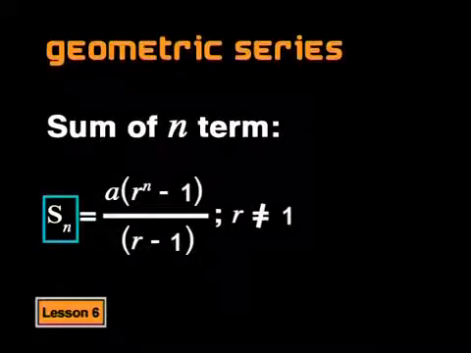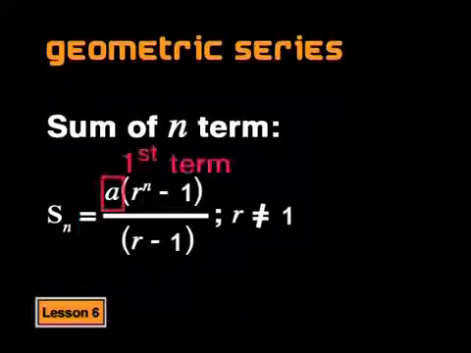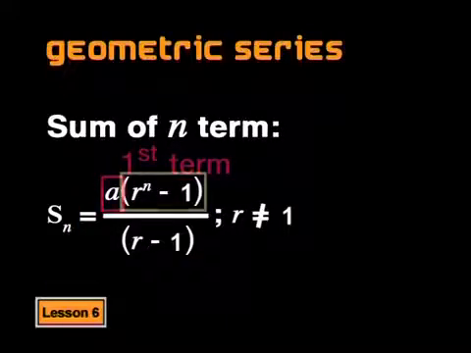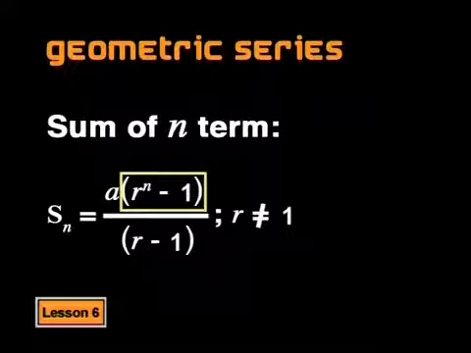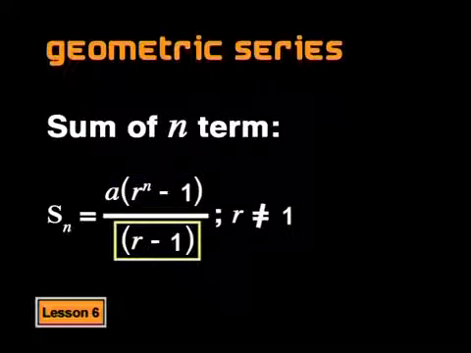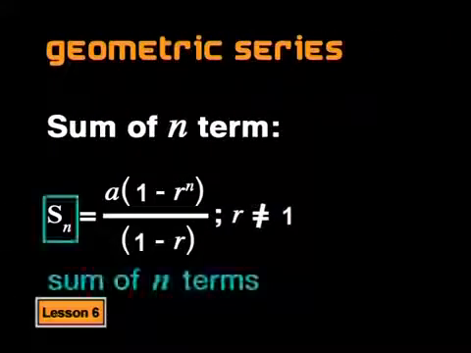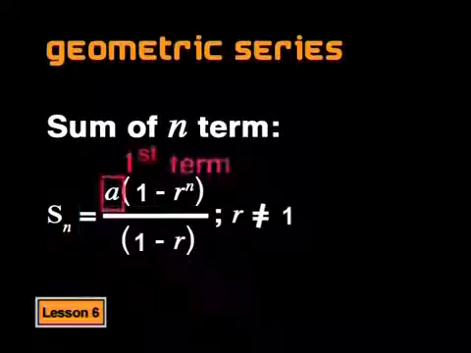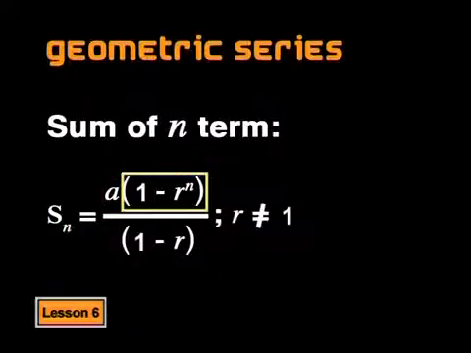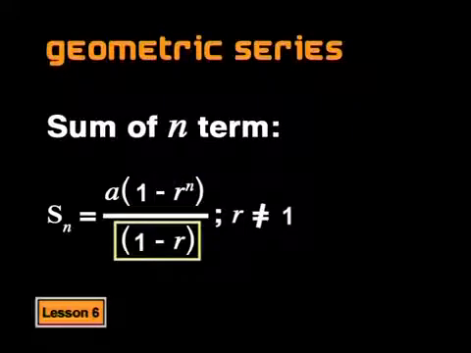Then we looked at the sum of n terms in a geometric sequence. We found that this sum is given by the formula s subscript n, the sum of n terms, equals a, the first term, multiplied by r to the power of n minus 1, all divided by r minus 1. We can also write this as s subscript n equals a multiplied by 1 minus r to the power of n, all divided by 1 minus r. The two forms have the same value.